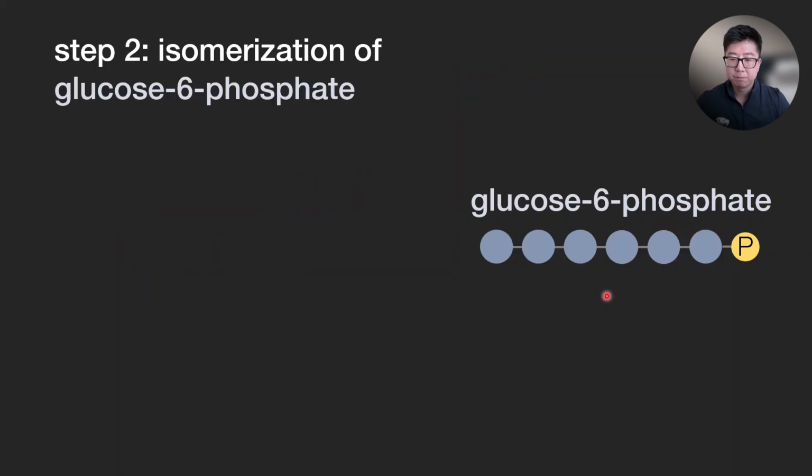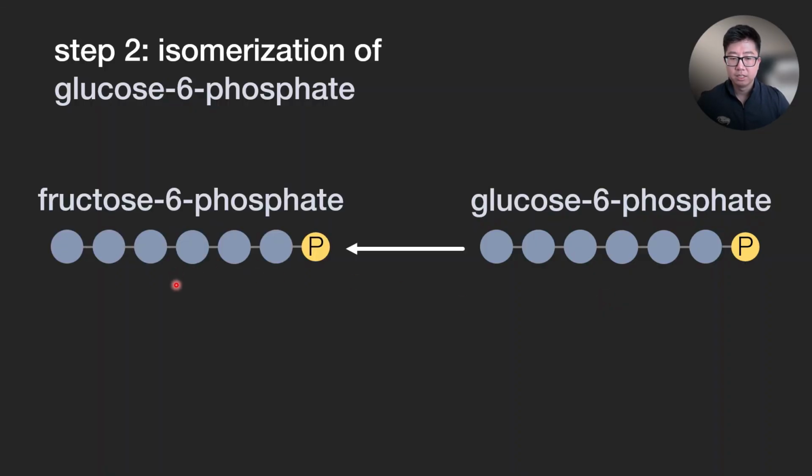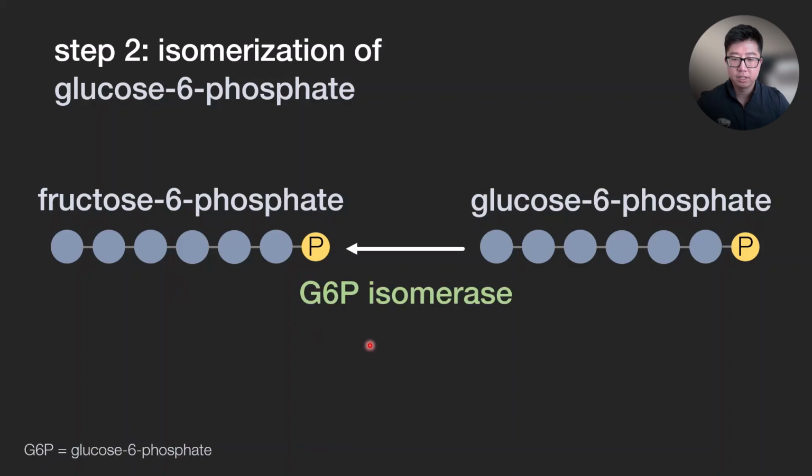And in the second step, glucose 6-phosphate then gets converted into another molecule called fructose 6-phosphate. This reaction is carried out by an enzyme called glucose 6-phosphate isomerase, which is also known as phosphoglucose isomerase. So what exactly do isomerases do? Well, they basically convert one molecule into another using exactly the same atoms. In other words, we're not adding or removing any atoms.